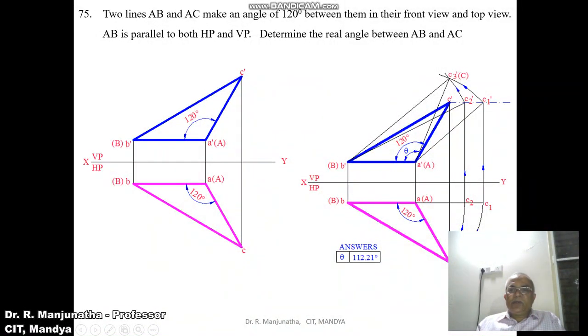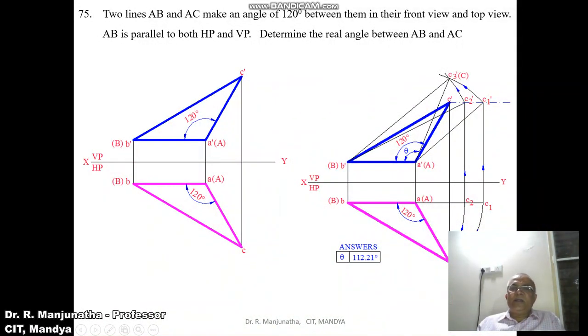So this is the true length in the front view. And A dash B dash is already in true length. So we have found all the true lengths, the true lengths of all the three lines.